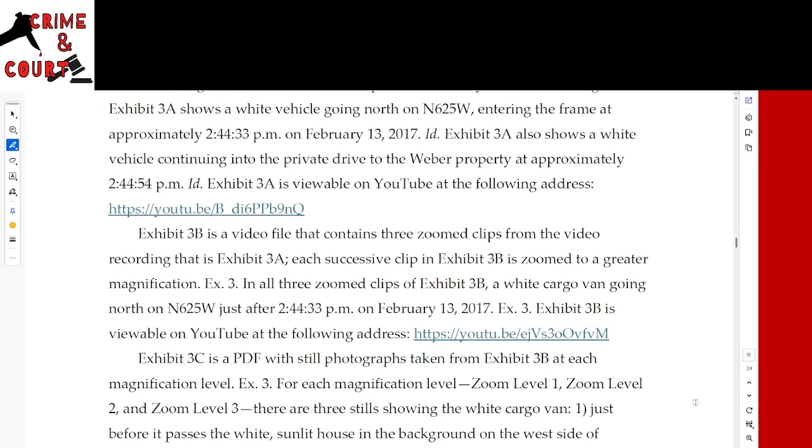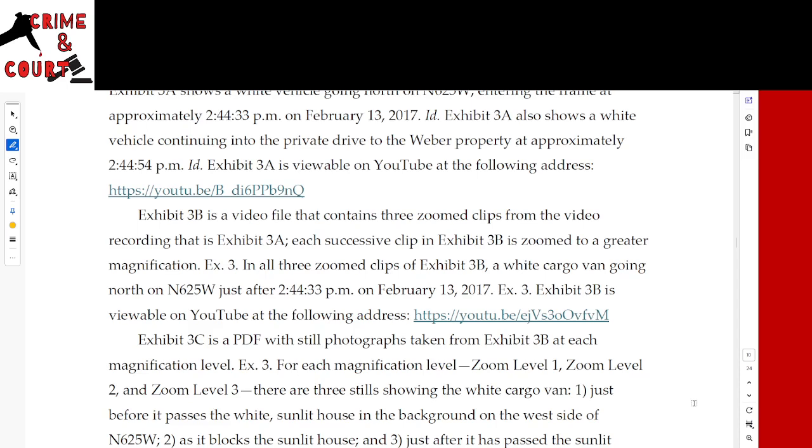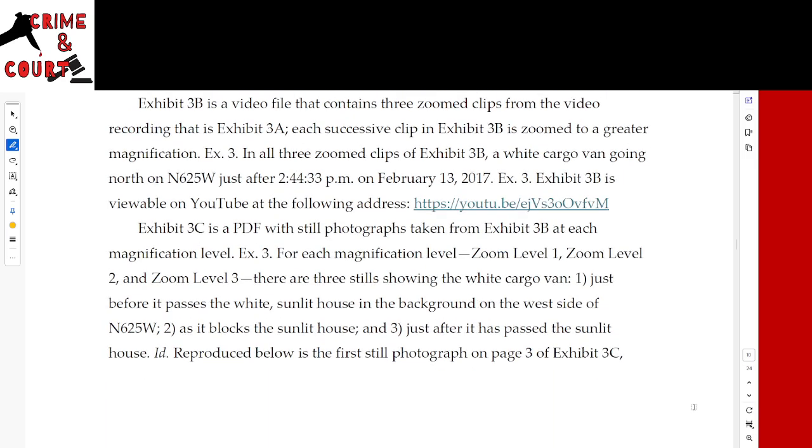We watched it. Exhibit 3B is a video file that contains 3 zoomed clips from the video recording that is Exhibit 3A. Each successive clip in Exhibit 3B is zoomed to a greater magnification. In all 3 zoomed clips of Exhibit 3B, a white cargo van is going north on 625 West just after 2:44 and 33 seconds in the afternoon on February 13th, 2017. Exhibit 3B is viewable on YouTube as well.